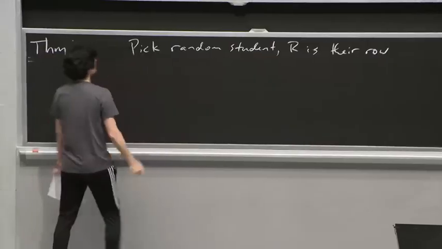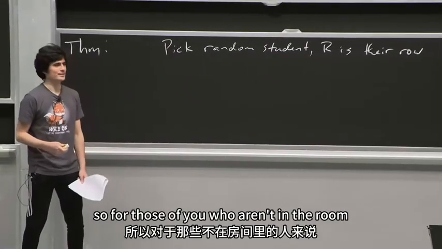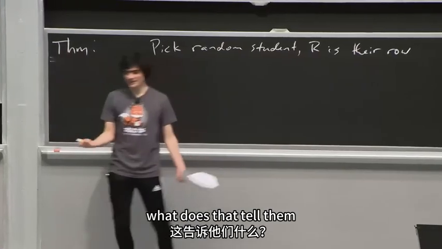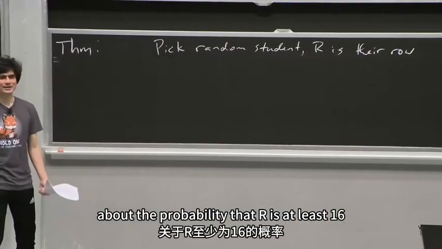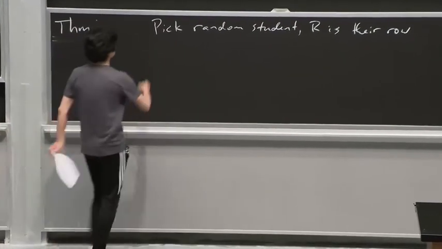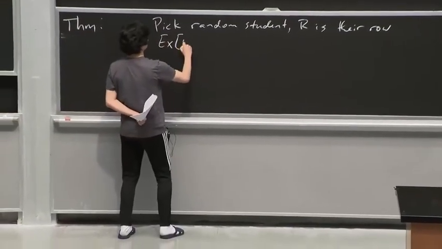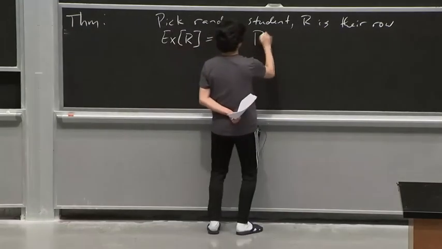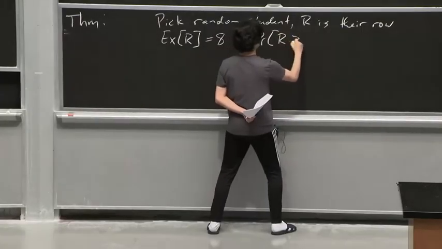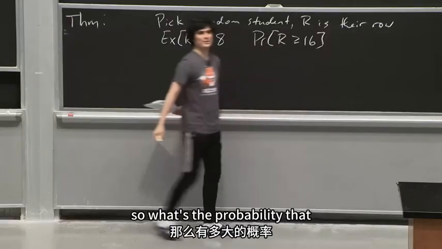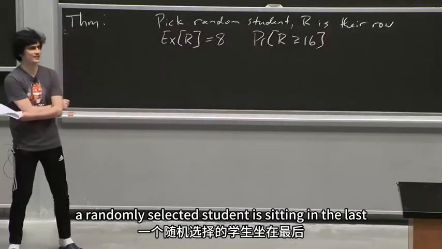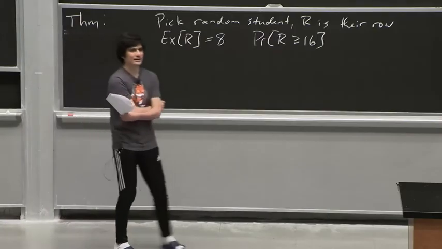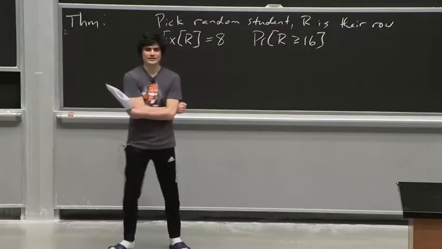Okay. So for those of you who aren't in the room, those of you who are watching the video, what does that tell them about the probability that R is at least 16? So what's the probability that a randomly selected student is sitting in the last 5 rows? I think there are 21 rows here. Yeah. Does anybody have any idea?